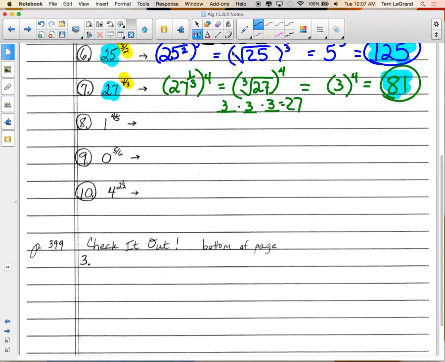Okay, 1 to the 4/5 power. What does that mean? 1 to the 1/5 power raised to the 4th power. Well, the 5th root of 1 is 1. We said any root of 1 is 1. And 1 to the 4th power now is still 1.